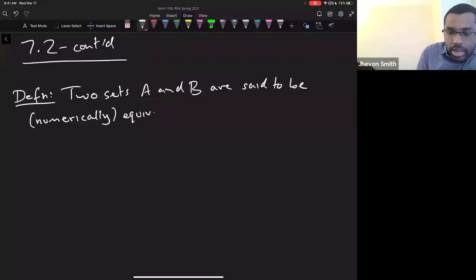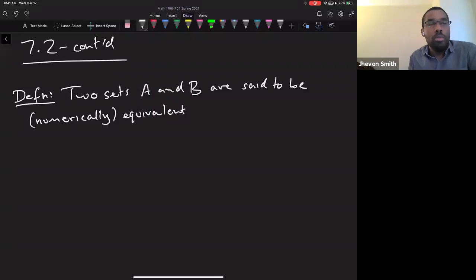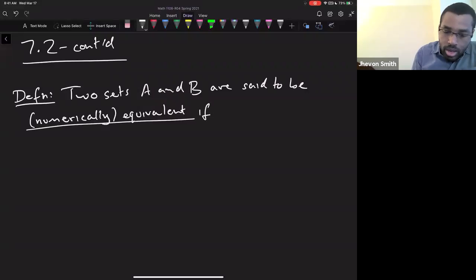equivalent. Now, the word numerically is sometimes left off, especially in text, but usually when people are saying it in words, they would actually say the word numerically. That's because equivalent and equal, sometimes people think of them as the same thing, but they're not. It's very easy to mix up equivalence with equality. So sometimes people will emphasize, I'm talking about numerical equivalence, meaning they're equal in terms of the number of elements they have. So A and B are numerically equivalent if the number of elements in A is equal to the number of elements in B.